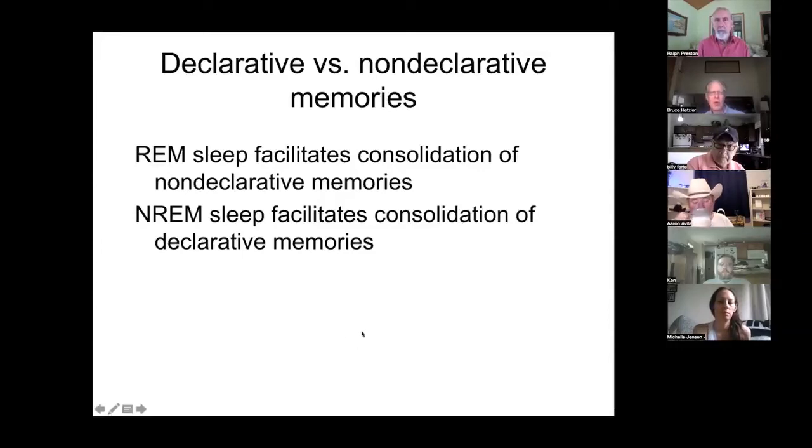So REM sleep facilitates the storage or consolidation of non-declarative memories. If you're learning a new motor skill, you remember that better in REM sleep. On the other hand, non-REM sleep or NREM sleep facilitates the storage of declarative memories. That's things you can state verbally. Okay?